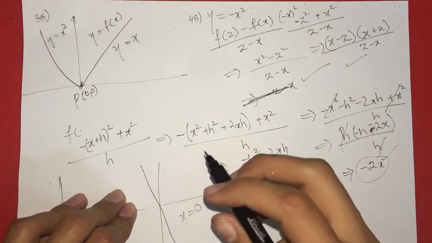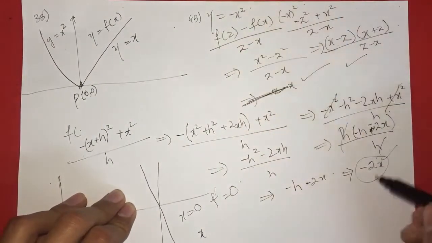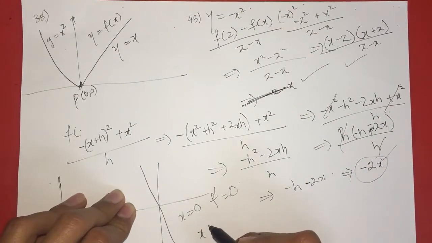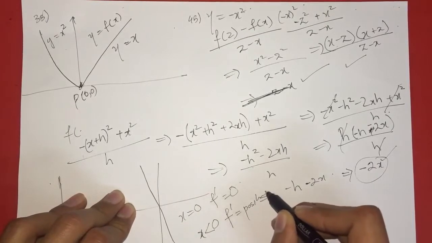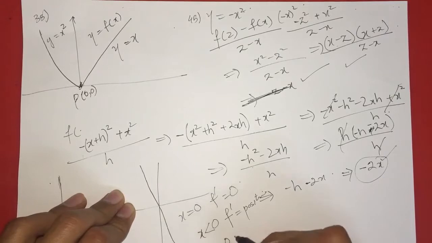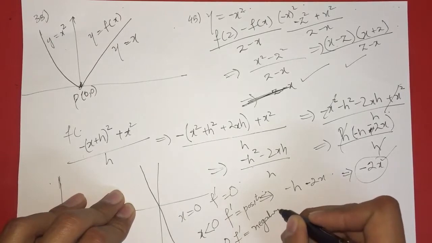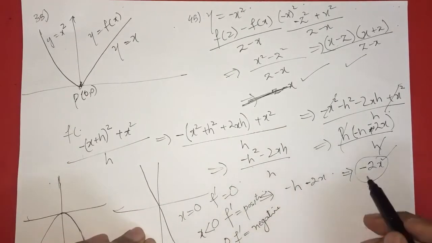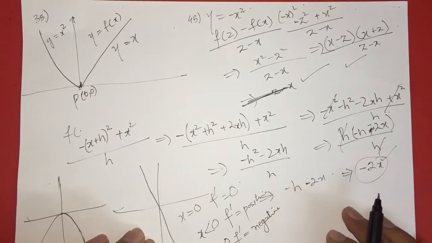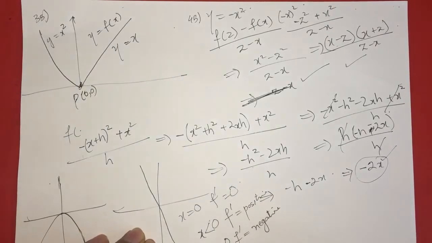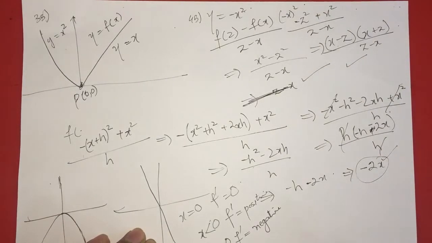And for what values of x is it positive? Because here it's minus 2x, when x is less than 0, the derivative is going to be positive, and for x greater than 0, the derivative of f is going to be negative, just because it has a minus with the derivative. That is because when x is less than 0, the derivative is positive, and when x is greater than 0, the derivative is negative.